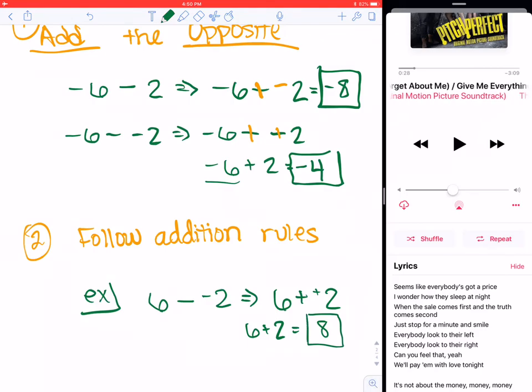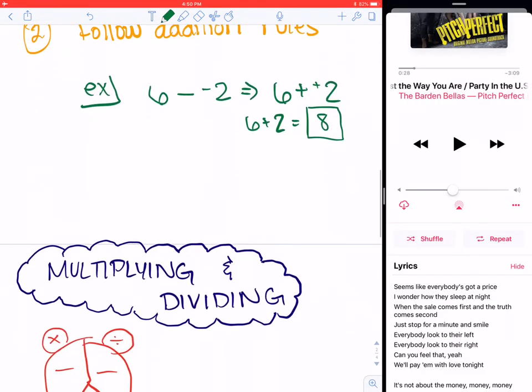So remember, add the opposite. Change your minus to a plus. Change the second number, whatever the sign is, to its opposite. The opposite of positive is negative. The opposite of negative is positive. Okay, take a deep breath. Moving on to multiplication and division.